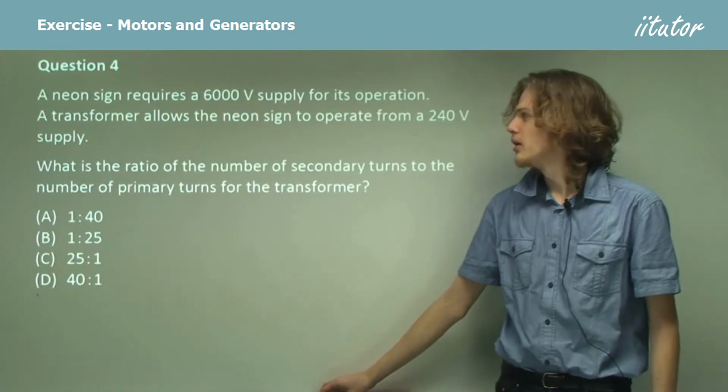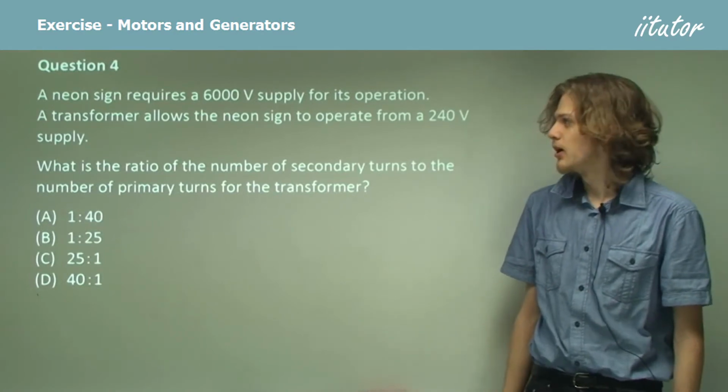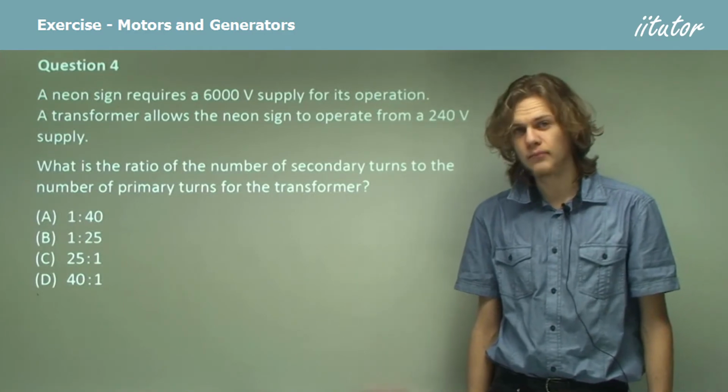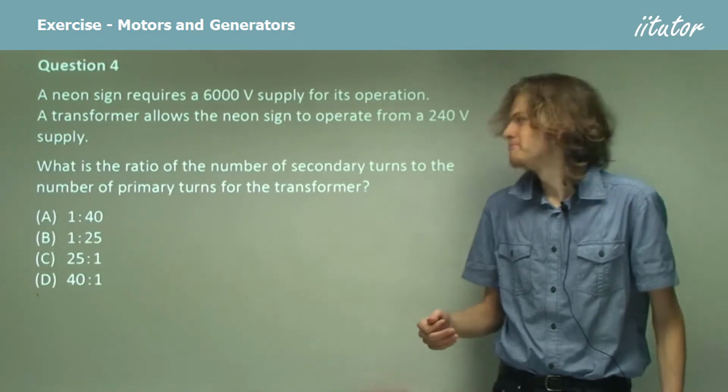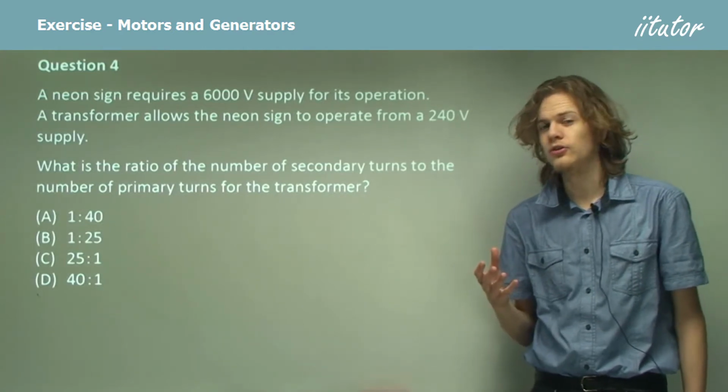Question 4. A neon sign requires a 6,000 volt supply for its operation. A transformer allows the neon sign to operate from a 240 volt supply. See why transformers are useful? So what's the ratio of the number of secondary turns to the number of primary turns for the transformer?